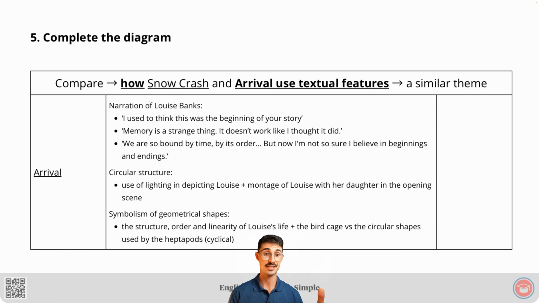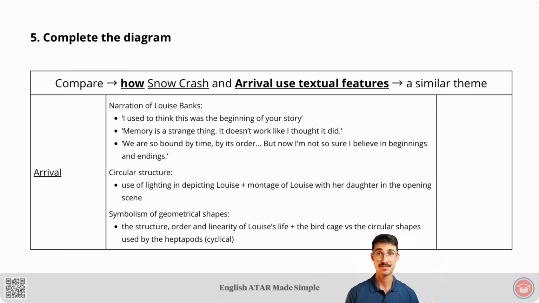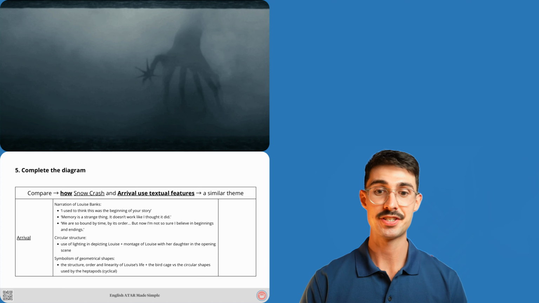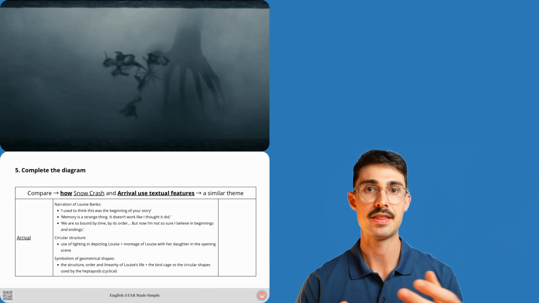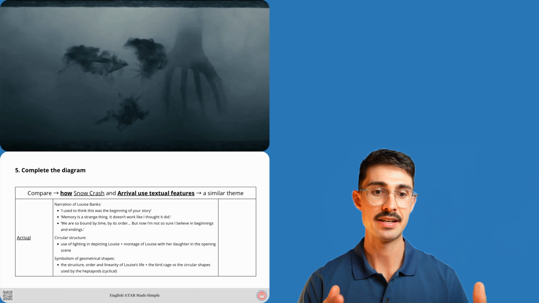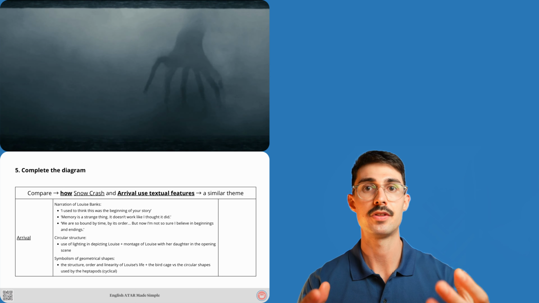Specifically, I could discuss the structure, order, and linearity of Louise's life, plus the symbolism of the birdcage, which, if you've seen the movie, you'll hopefully remember what I'm talking about, versus the circular shapes used by the heptapods, which are the aliens, and the cyclical nature of those shapes.